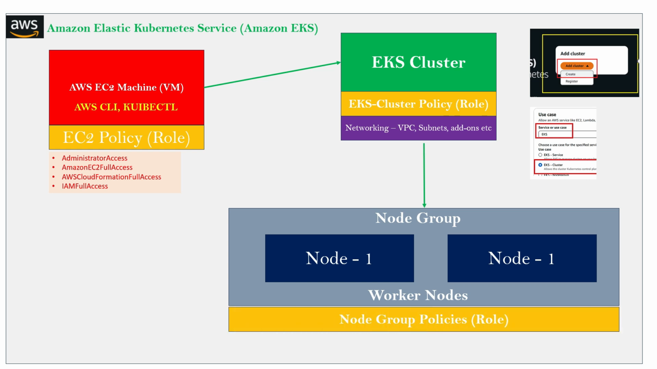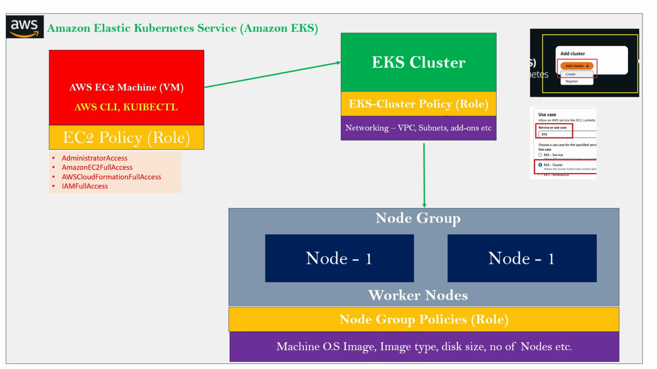Now again, just like the EC2 machine and EKS master node policy, you have to create a policy, or you can say a role, for the node group as well. Just like we created the role for the EKS cluster master node, similarly we have to create the node group policies or role. And apart from that, you have to assign some different configurations when we configure the node group, like which OS image needs to be configured, that means which OS has to be selected for the node, what kind of image, the size of the disk, and the number of nodes that you want in the node group. This kind of configuration you have to provide when you configure the node group.